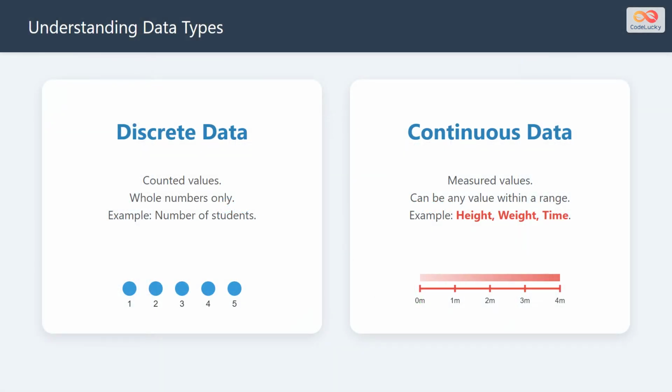First, let us distinguish between the two main types of numerical data. Discrete data involves counting, like the number of people in a room. You can only have whole numbers. Continuous data, however, involves measuring. This includes things like height, weight, or time, where values can be any number on a scale, including decimals.